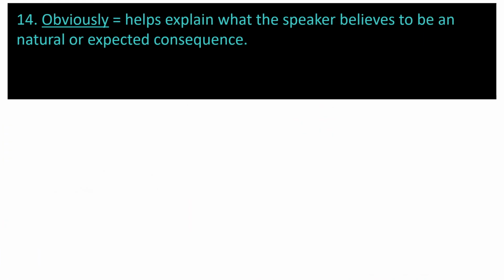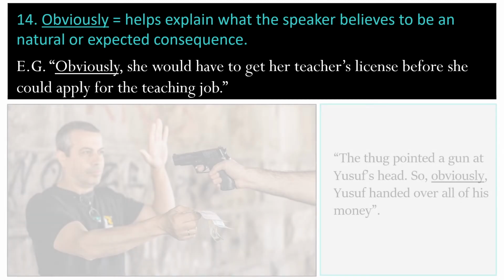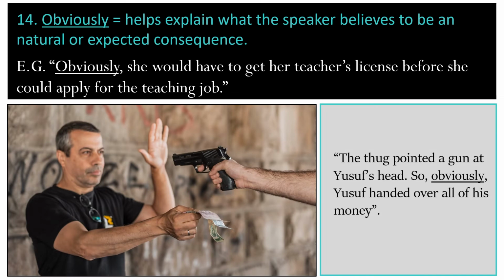Number 14. Obviously. This one helps explain what the speaker believes to be a natural or expected consequence. Example: obviously, she would have to get her teacher's license before she could apply for the teaching job. Example: the thug pointed a gun at Yusuf's head, so obviously Yusuf handed over all of his money.